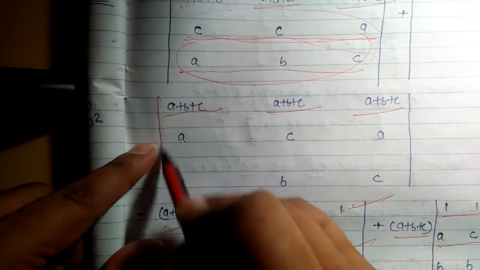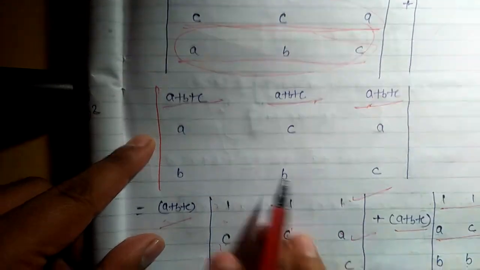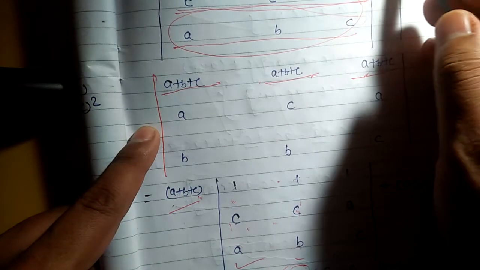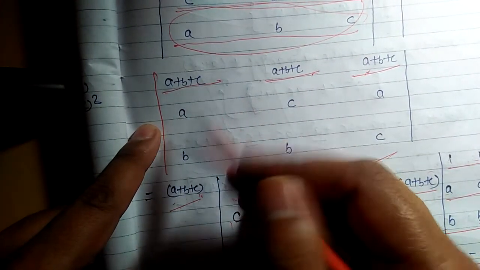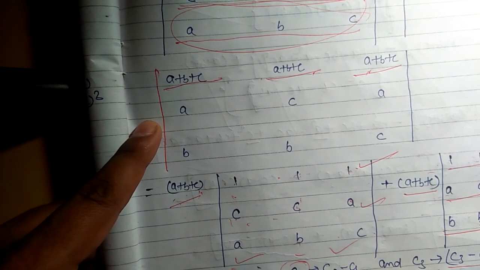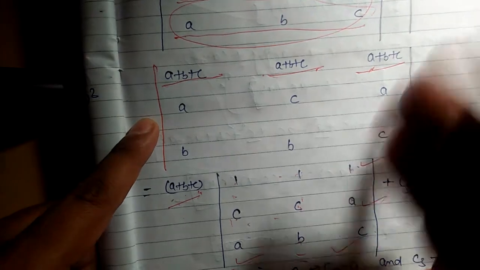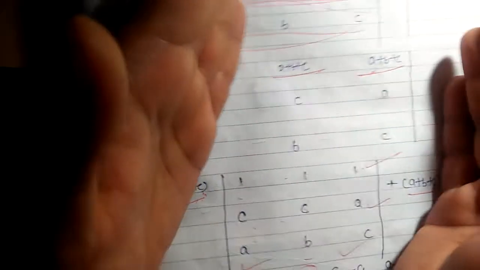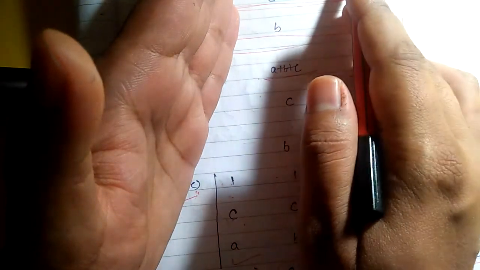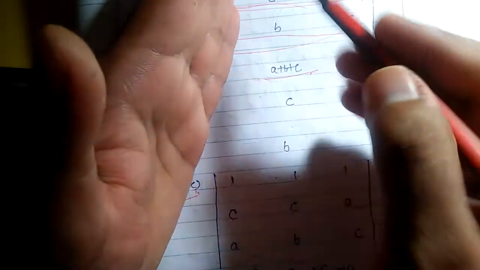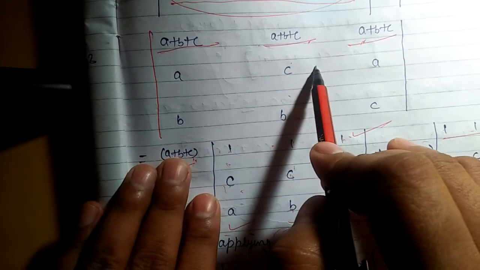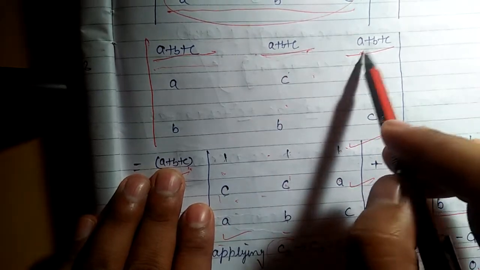Now you can take out the common factor a plus b plus c. I want to tell you something: if you apply a property in one determinant, then you also have to apply it in the second determinant, because the given determinant is the sum of two determinants. So if you apply R1 to R1 plus R2 plus R3 in the first determinant, the same operation you apply in the second determinant also. After applying it in the second determinant, you will also get a plus b plus c, a plus b plus c, a plus b plus c.